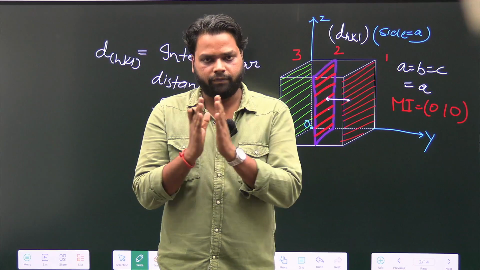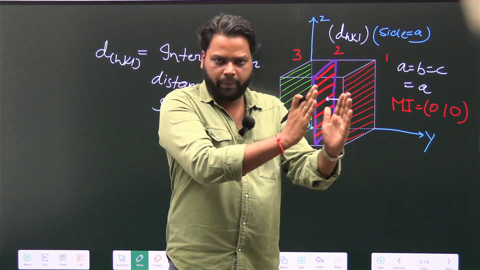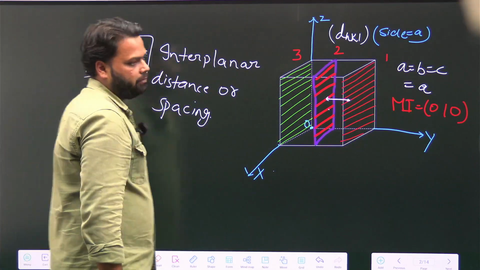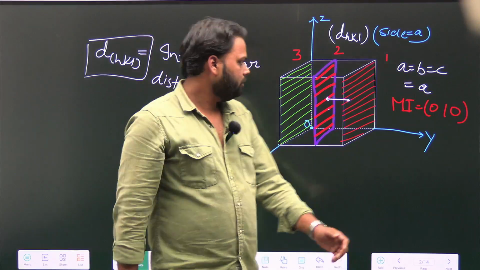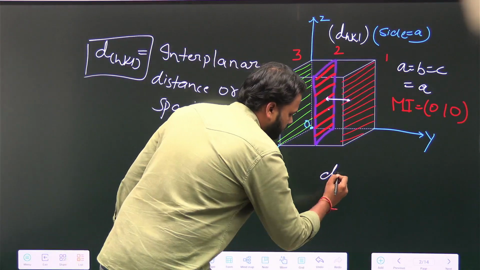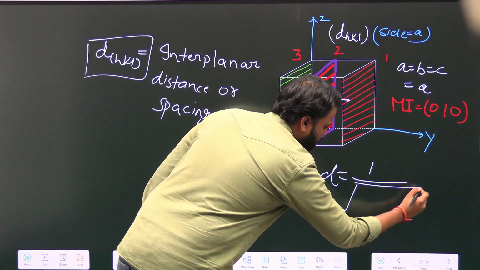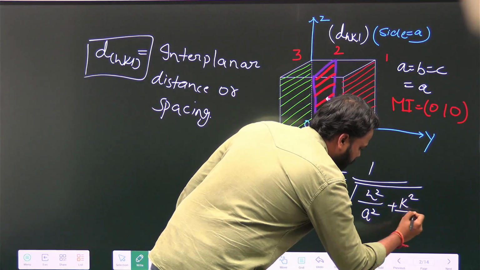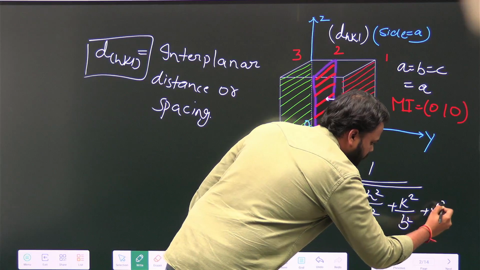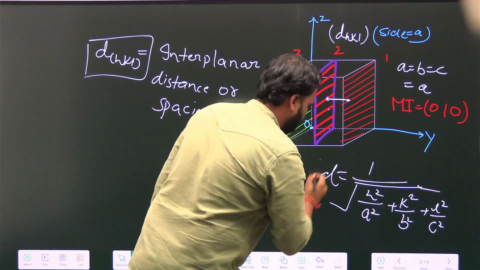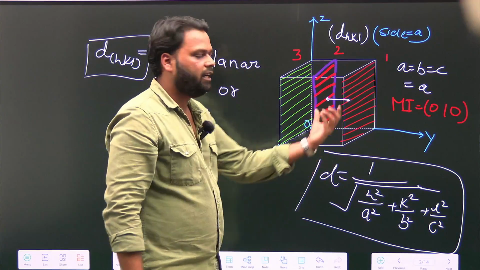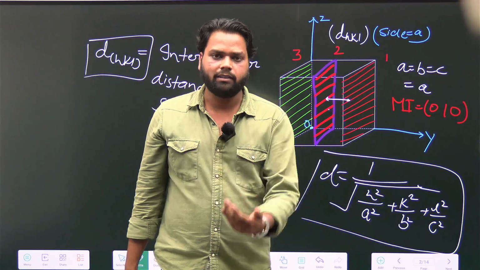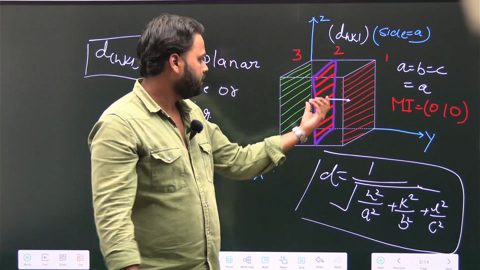Understood? All the distance between two consecutive parallel planes will be equal, and that will be represented by the small d HKL. I am telling you a formula here. We will derive this. The formula is d is equal to 1 over under root h square by a square plus k square by b square plus l square by c square. This is basically the relation. Okay, I have just introduced it here because we have studied the concept of parallel planes, so that when we introduce this concept tomorrow, you will easily get to know what the interplanar spacing is.